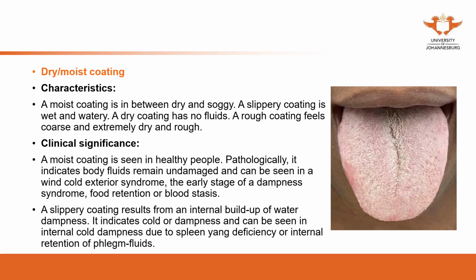A moist coating is in between dry and solid, and a slippery coating is wet and watery. A dry coating has no fluid. A rough coating feels coarse, extremely dry and rough. So here, just different from here. The first two, a moist coating and a slippery coating, are all in the category of moist coating. A dry coating and a rough coating are in the category of dry coating.